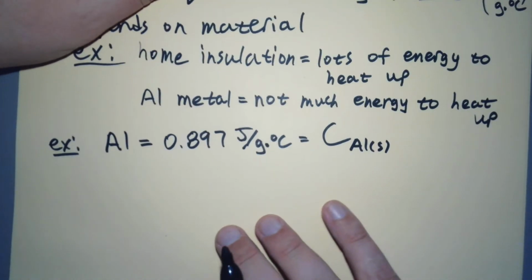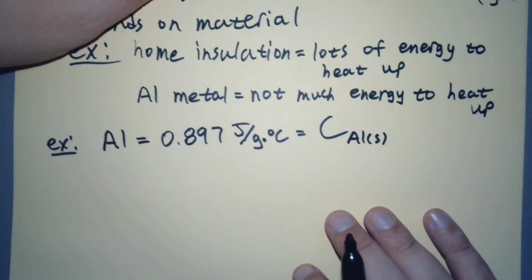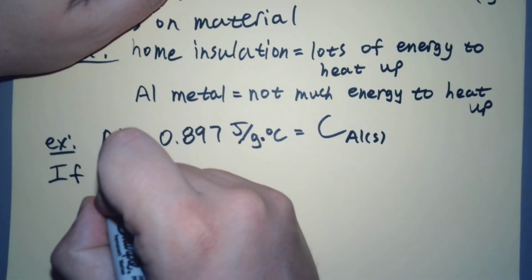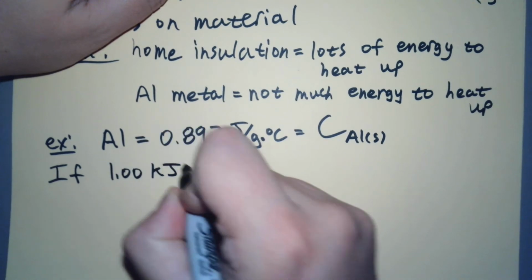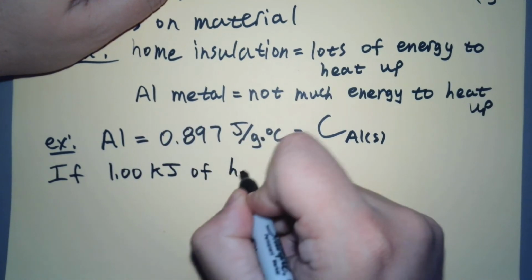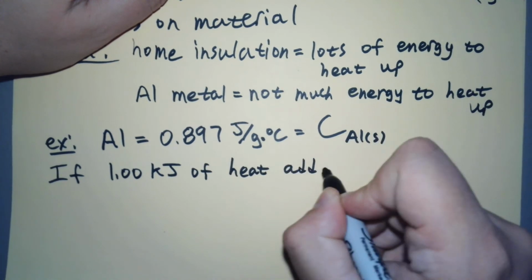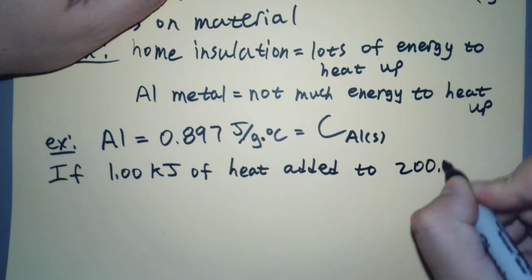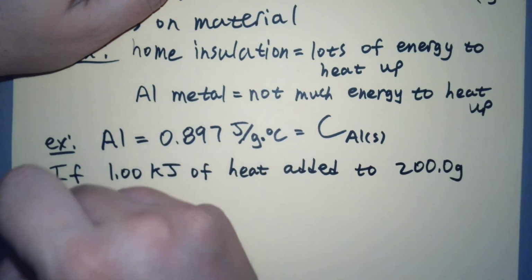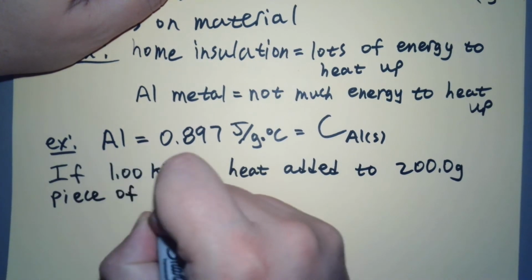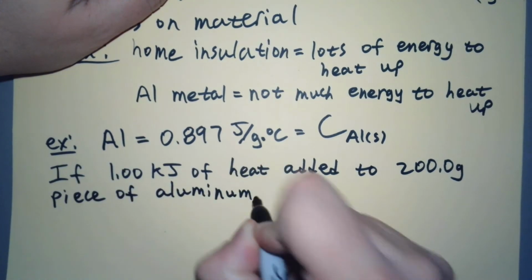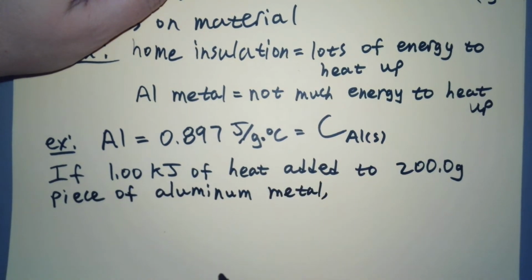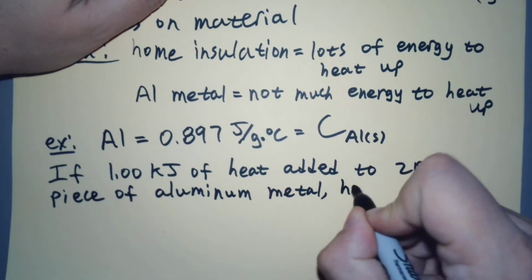Alright, and so then we can start understanding what temperature something is as heat is added to it. And so knowing this, we could take a question like, if we had 1.00 kilojoules of heat that were added to, say, a 200.0 gram piece of aluminum, aluminum metal, like say, I don't know, a window frame. How much does its temperature increase?